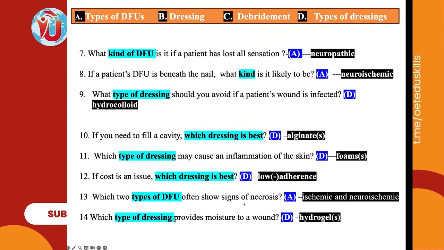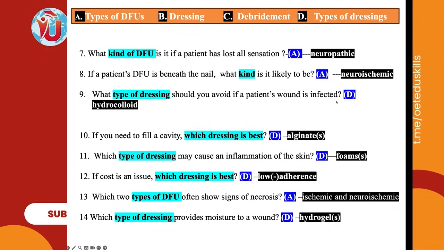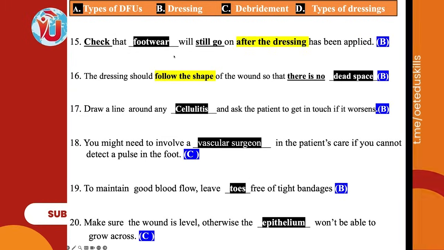Have any doubt regarding the answers? These are the answers, if you want to take a screenshot or verify. All these answers were correct. Special that we have checked it. See: 15 footwear, dead space, cellulitis, vascular surgeon, toes, epithelium.